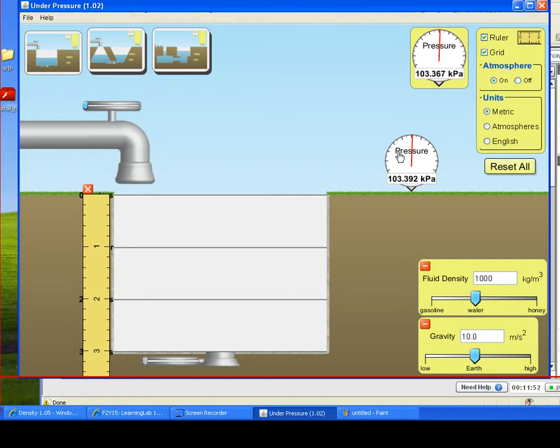Why this difference? Anyone got any idea? Why are we getting this higher reading?